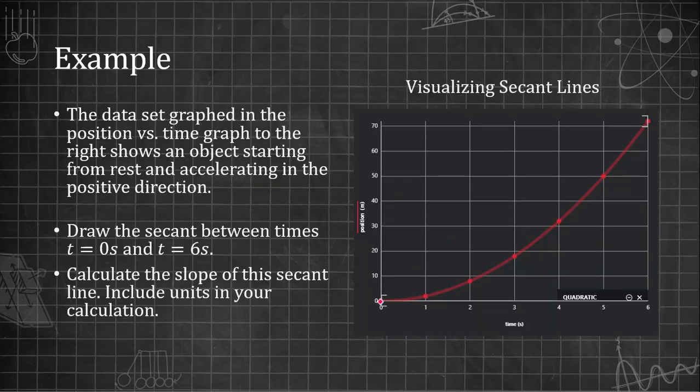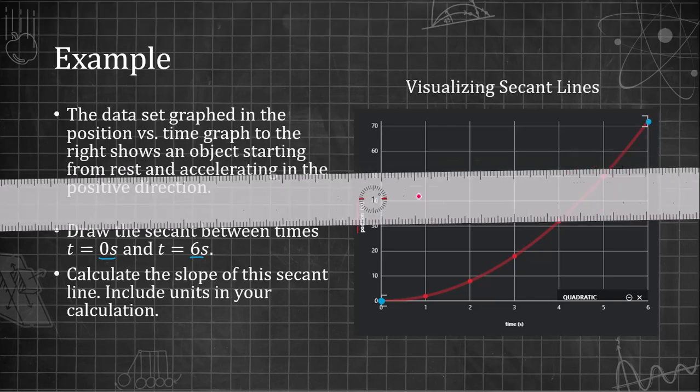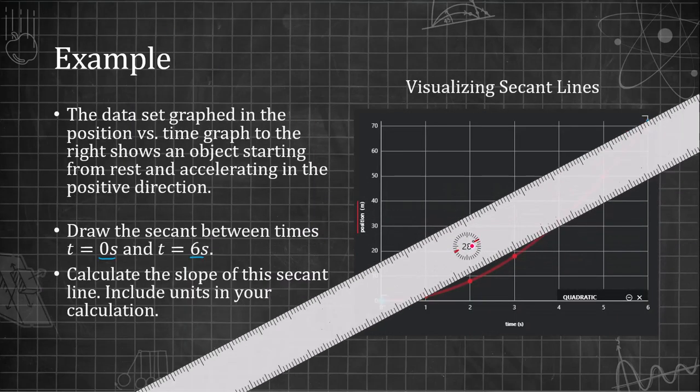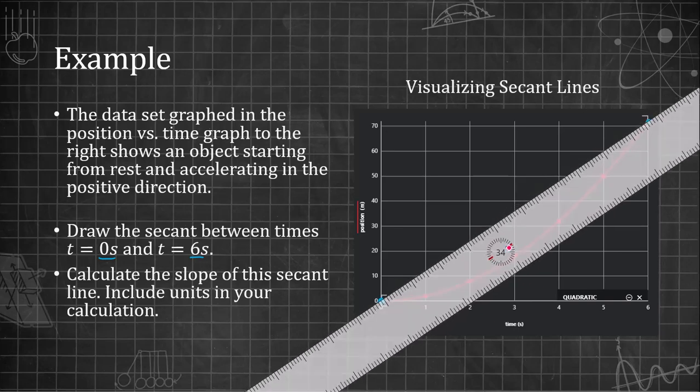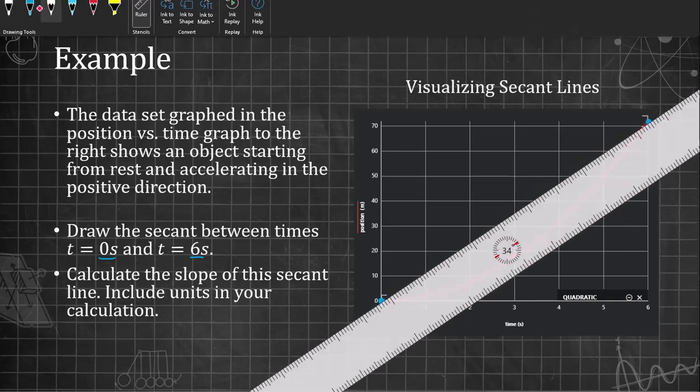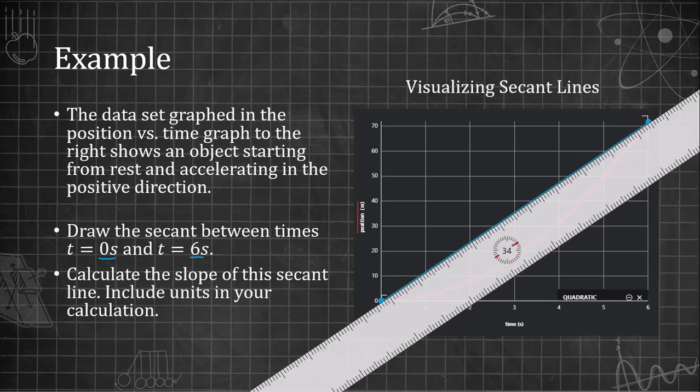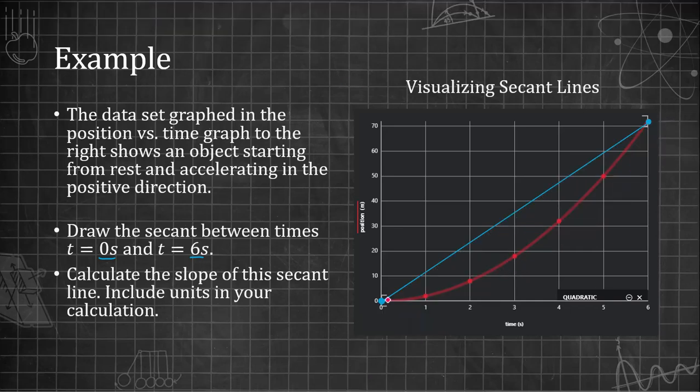So we'll go back and apply this to the same data set that we had earlier, and we're going to draw a secant line that connects time t equals 0 to the position at time t equals 6 at the end of the graph. So now that we have our secant line drawn from time t equals 0 to time t equals 6, we want to calculate the slope of that secant line and include units in the calculation.